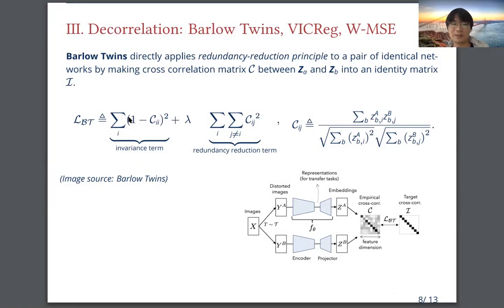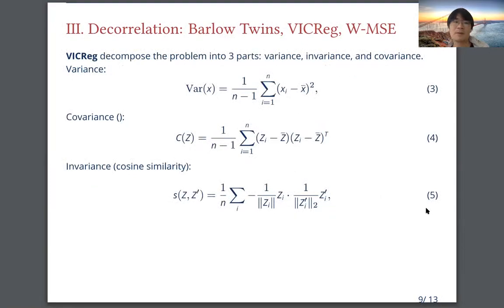So here, the loss is like this. And the next work, VICReg regularization. They decompose the contrastive learning problem into three parts: variance, invariance, covariance. The most important thing is also here, covariance. This covariance also has the effect of direct decorrelation.